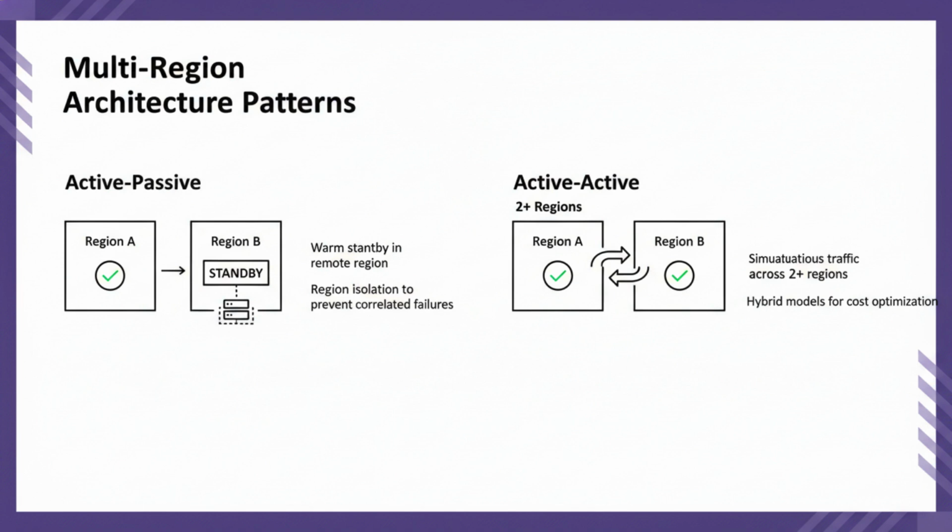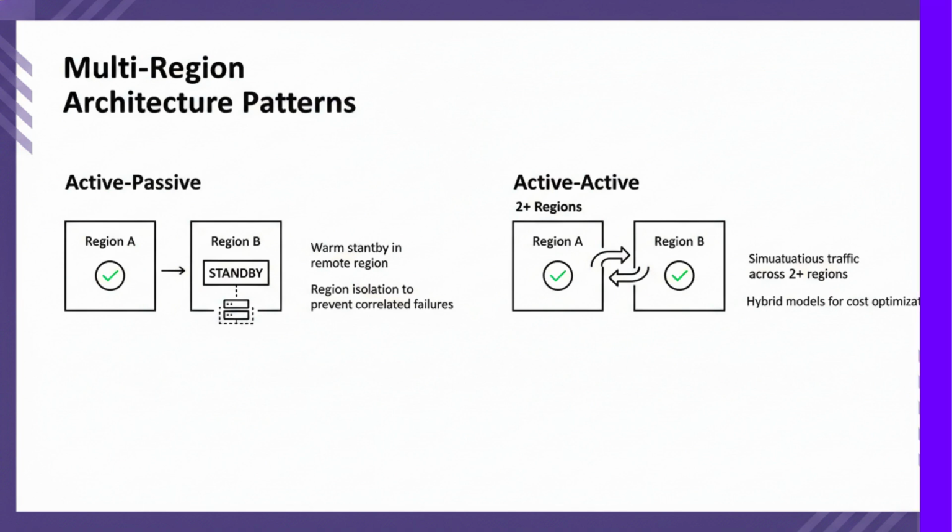Conversely, the active-active pattern involves multiple clusters across different regions, all serving traffic simultaneously. This provides the lowest RTO, as traffic is simply rerouted. For large-scale systems, we often see a hybrid approach, where critical services are active-active, while non-essential workloads follow an active-passive model. Choosing the right pattern depends on your budget and the criticality of your service. We will now analyze the load balancing requirements for these multi-region deployments.